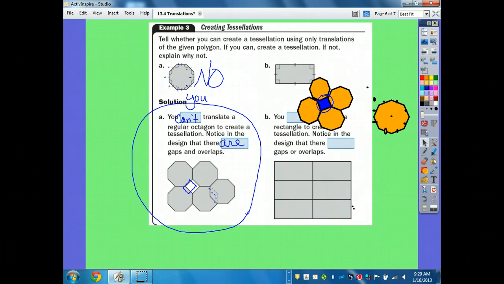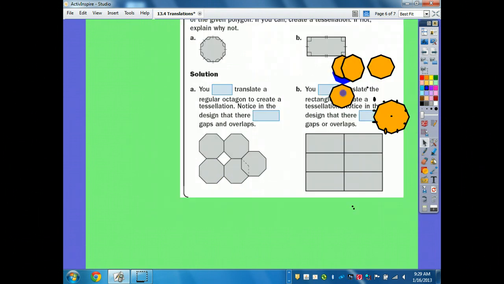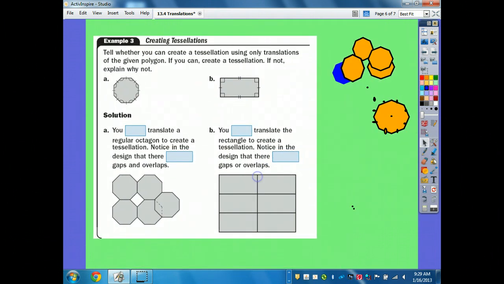All right, next page. Oh, we've got one more to do on there. How about this one's pretty easy. B, a rectangle. Elementary, my dear Watson, yes or no? Wow, that one's super easy. Yes. And they show us down here because there are no gaps or overlaps.